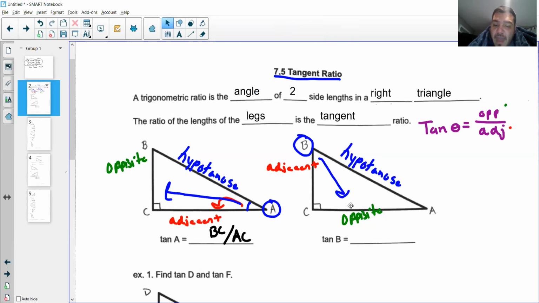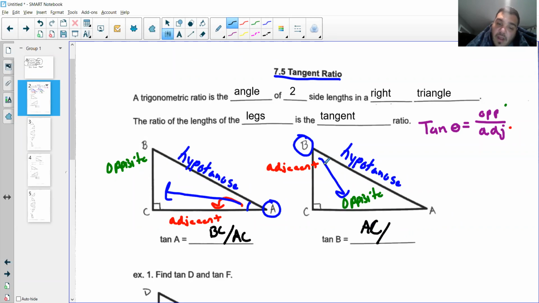No problem. So that means what we're going to have here is our tangent of B, our tan of B, is going to be the opposite side, which in this case is AC, over our adjacent side, which in this case is BC. Now, very important, the hypotenuse never changes. It's always across the right angle. And it's the more important title, so that's why we call it the hypotenuse. Is it technically adjacent? Yes, but it's the hypotenuse, which is more important.